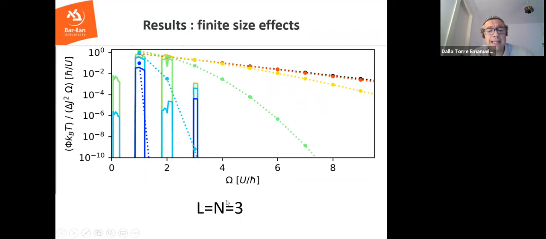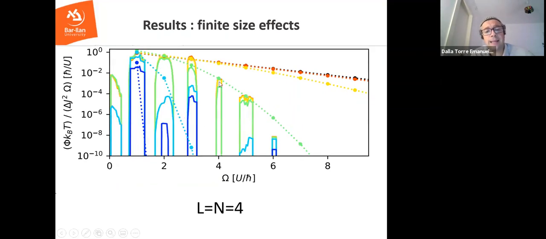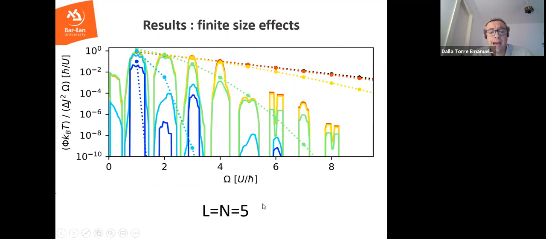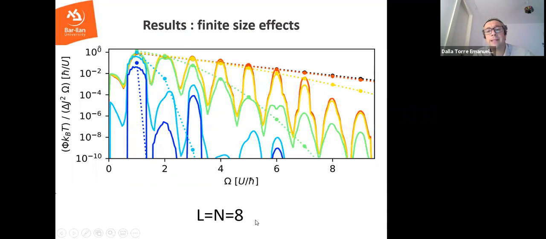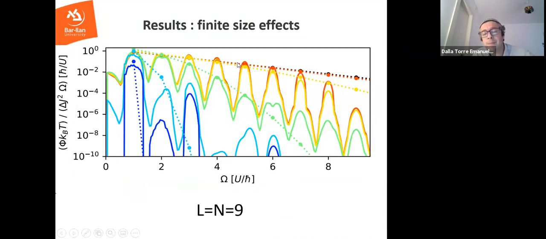So this is a lattice of free particles on free sides. The analytics is always the same. The dashed curves are always the same, and we are changing the lines. The lines refer to more and more particles. And what you see is that when you add more and more particles, it becomes 7 particles, 8 particles, 9 particles, it becomes closer and closer to the analytical expression.